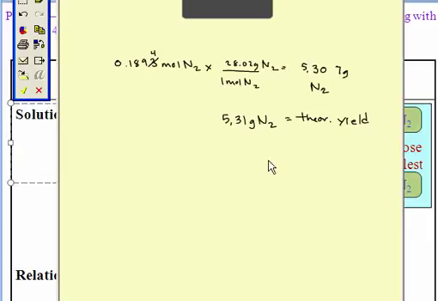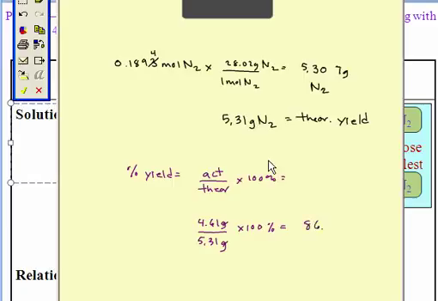And now we can calculate our percent yield. Remember, percent yield is actual over theoretical times 100. And our actual is given to us in the problem. 4.61 grams was actually made. In our theoretical, we just calculated 5.31 grams, and so our grams cancel out. And taking our answer to 3 sig figs, 86.8% yield. And this makes sense because it's less than 100%.